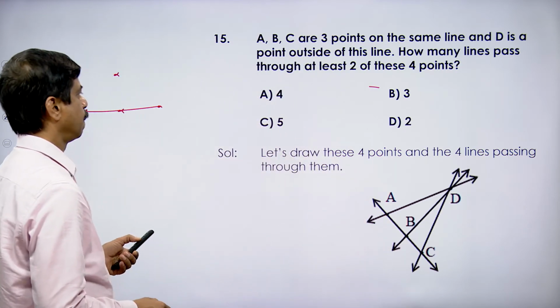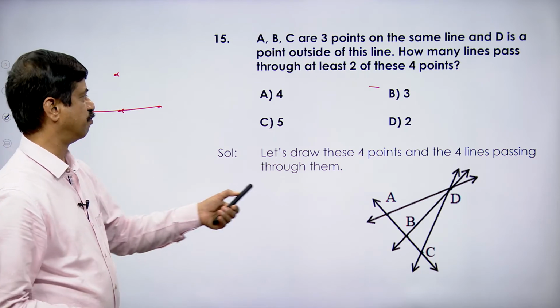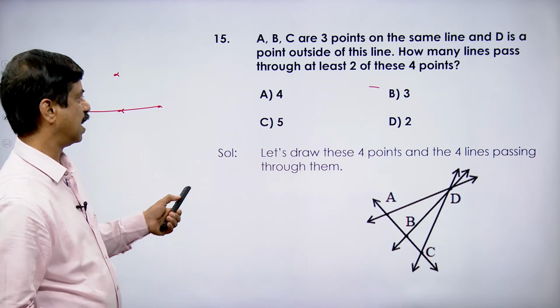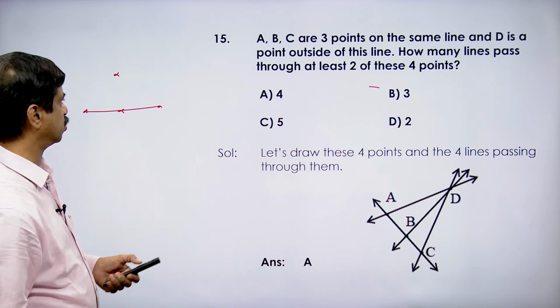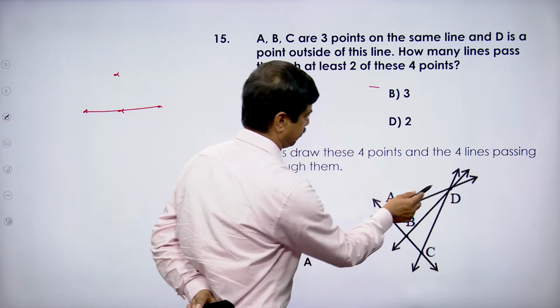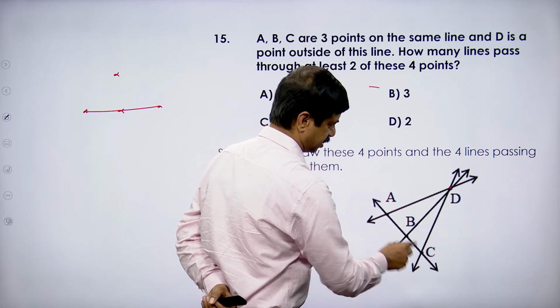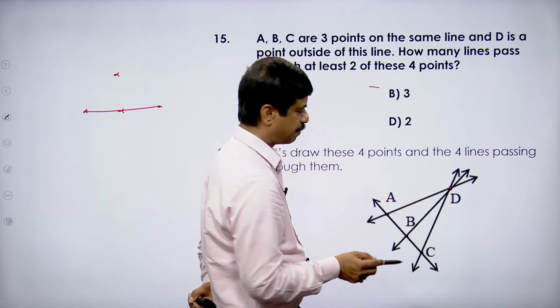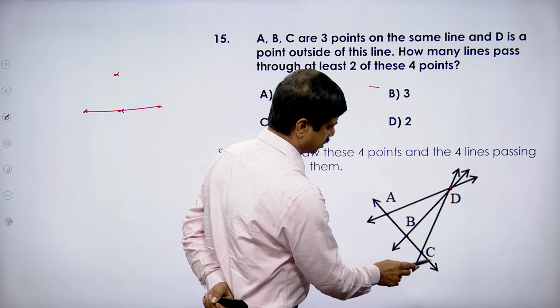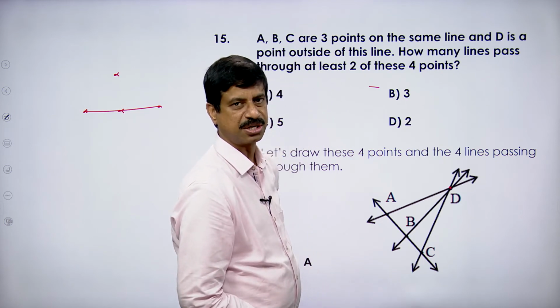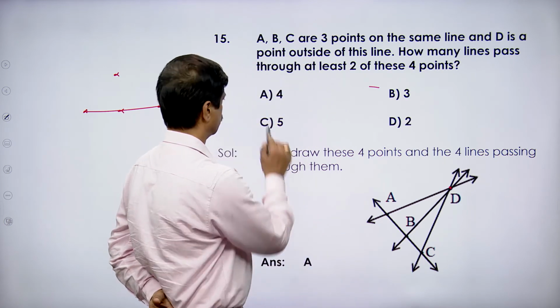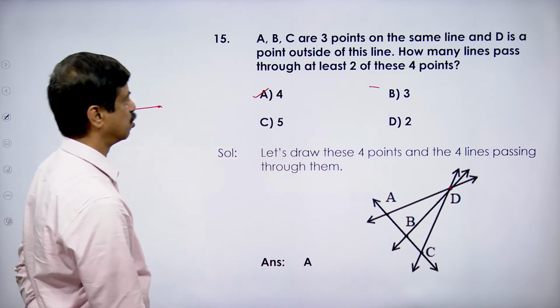So now let's draw the 4 points and the lines that are passing through them. So you see, fixing D as a point, DA, DB, DC, those are the 3 lines. Apart from that, one line can pass through ABC. So how many total number of lines could be drawn? So 4. So option is A. Please note it fast, quick.